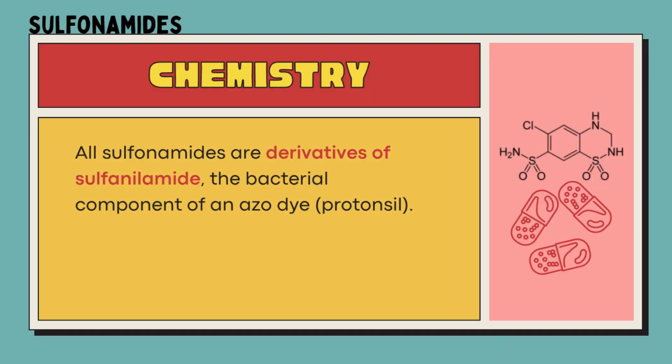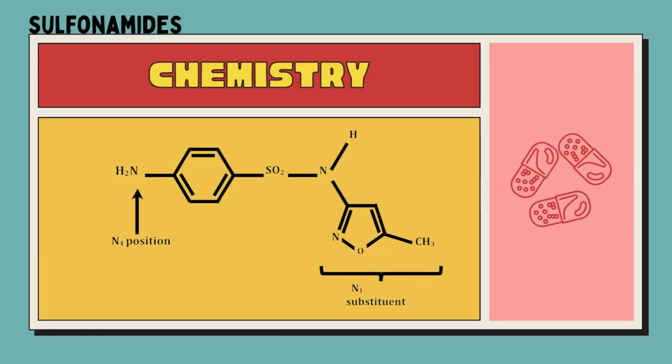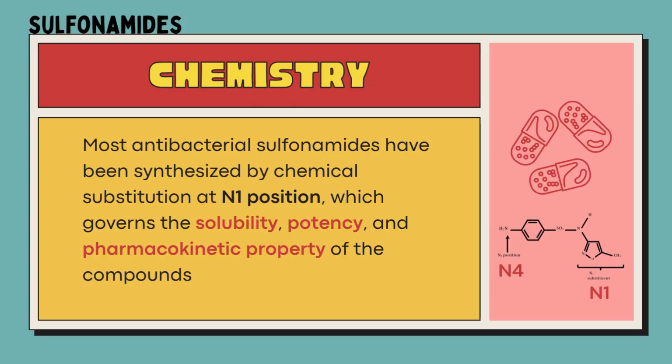All sulfonamides are derivatives of sulfanilamide or para-aminobenzene sulfonamide, which is the antibacterial component of azodye or prontosil. In the chemical structure of sulfonamide, there is a sulfanilamide nitrogen designated as N1 and an amino nitrogen called N4. Most antibacterial sulfonamides have been synthesized by chemical substitution at the N1 position.